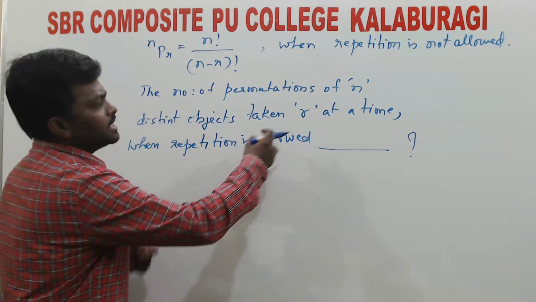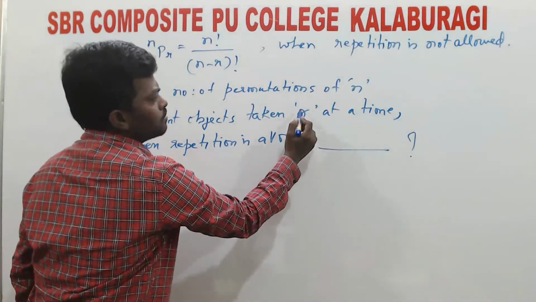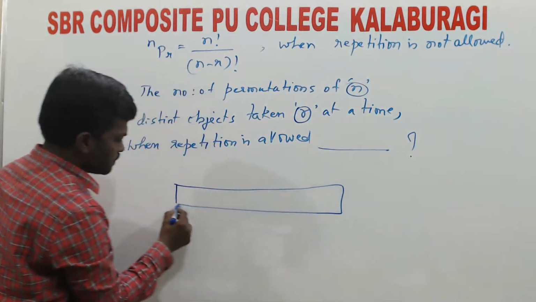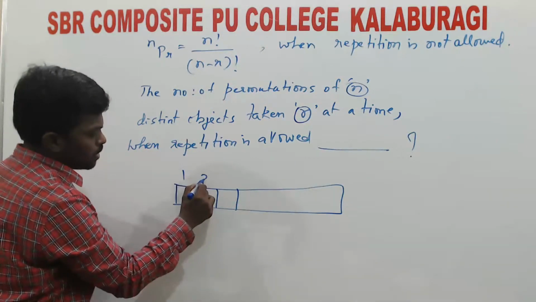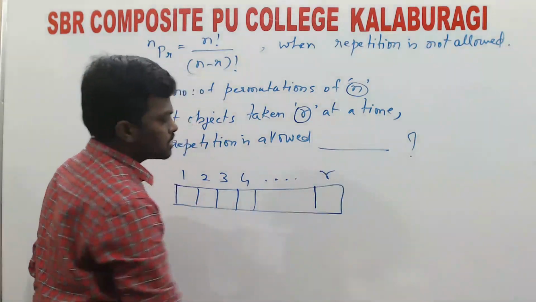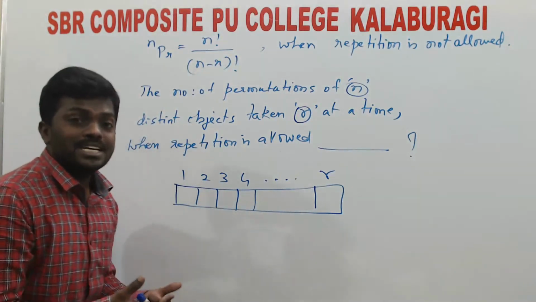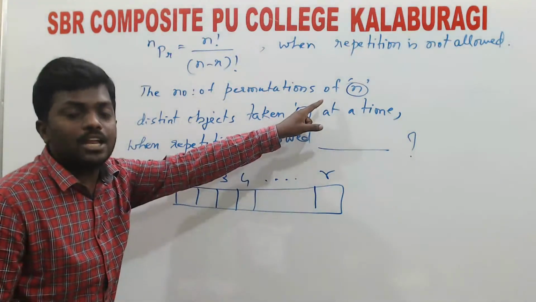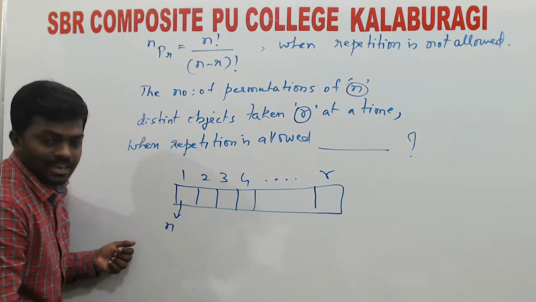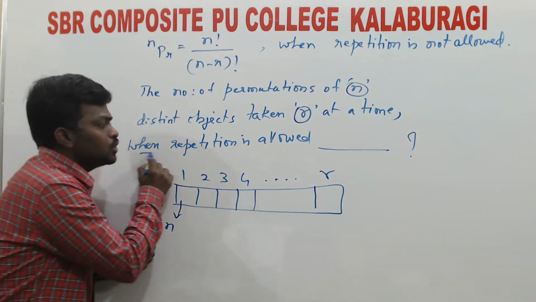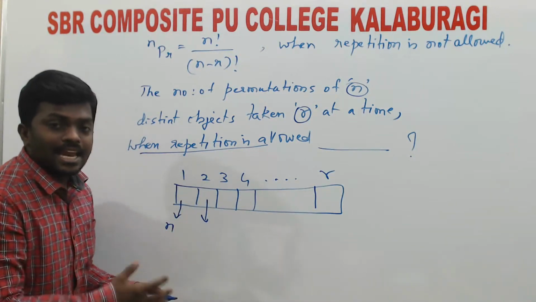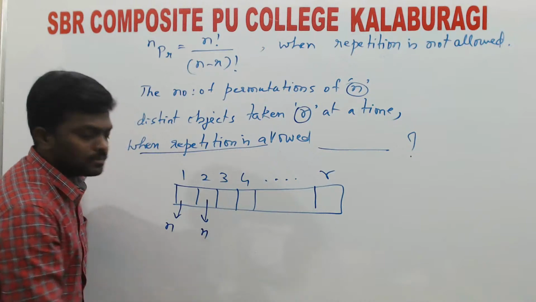Now, you have to arrange r out of n objects. So draw r boxes: first box, second box, third box, fourth box, and so on up to the rth box, right? How many objects are given, students? n objects are given. To fill the first box, how many objects do we have? n. And the condition is you can repeat them. That means for the second box, again we have n.